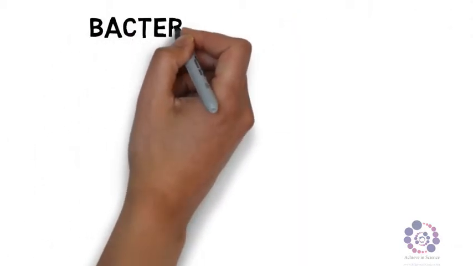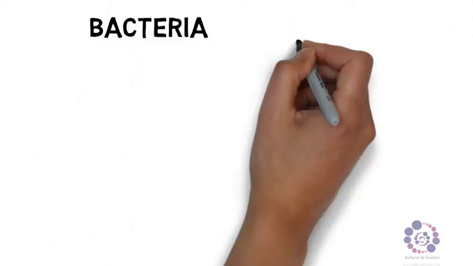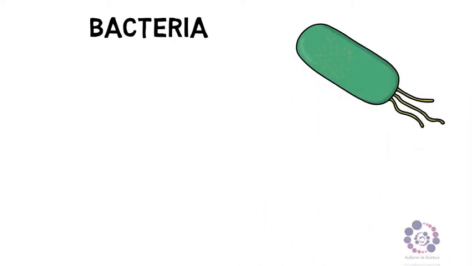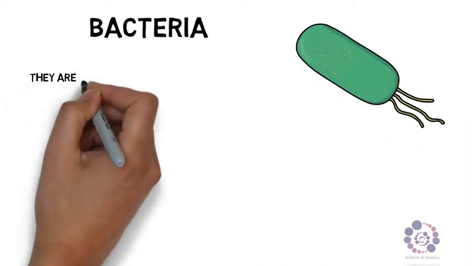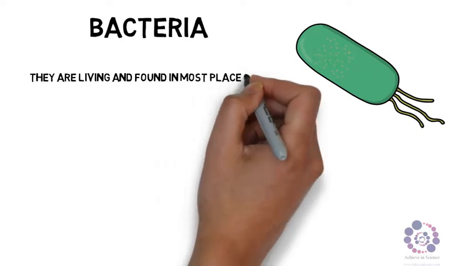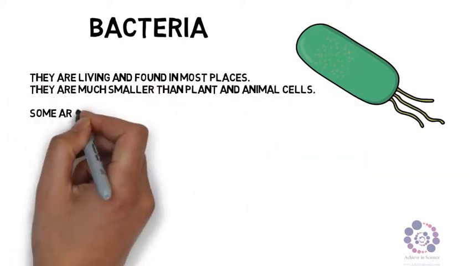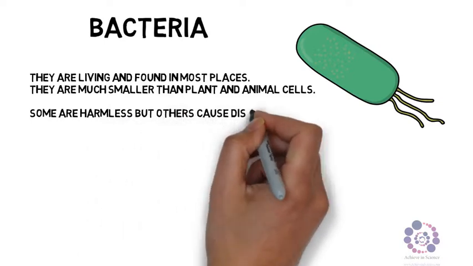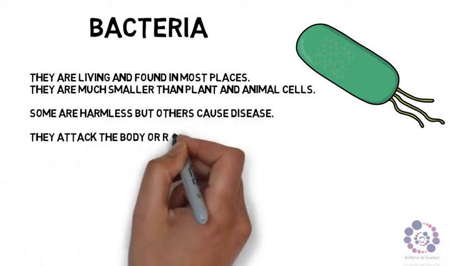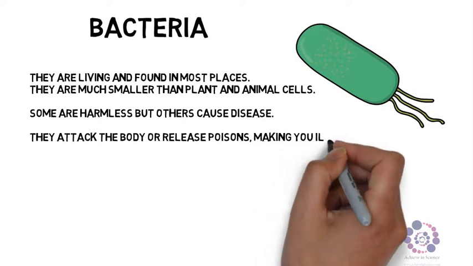So bacteria then, what are they? Well, they're living. They're found in most places. They're much smaller than plant and animal cells. Some are good, some are bad, some are really harmful, others are harmless. They attack you by releasing poisons which make you feel ill. Antibiotics can be used to kill them.